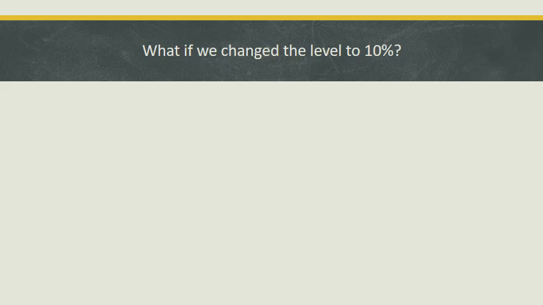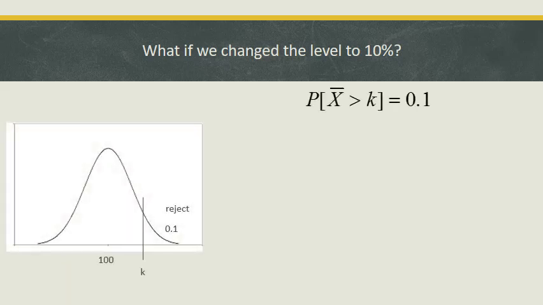Okay, what would happen if we change the level to 10%? Let me first say that virtually nobody would realistically choose 10% as their level. It's just too large. Most people wouldn't consider that probability small enough to conclusively prove anything. Anyway, the distribution again looks like this, and again we would reject the null hypothesis if the sample mean were larger than some critical value k.